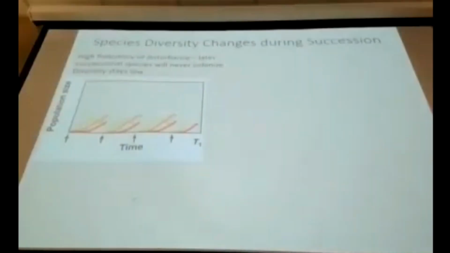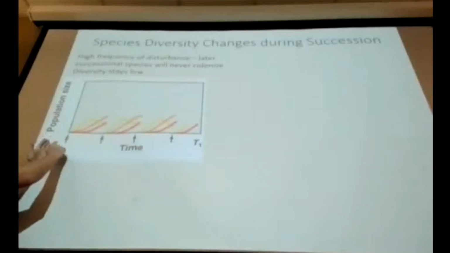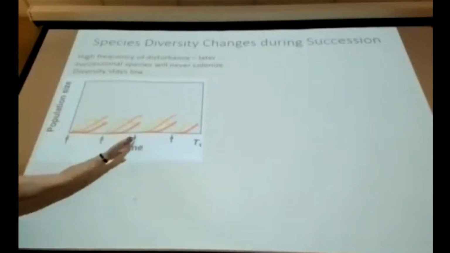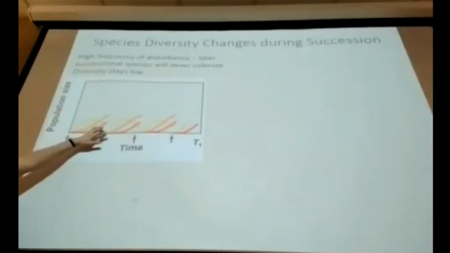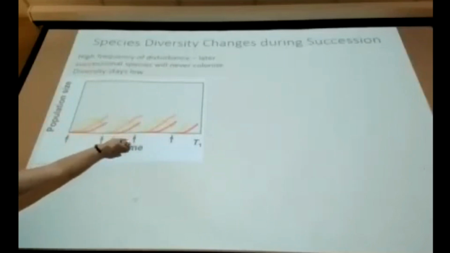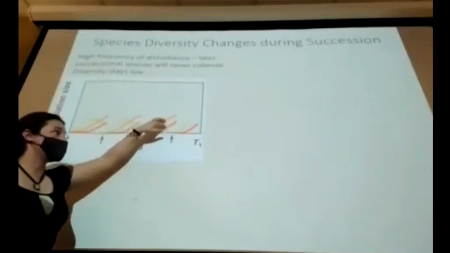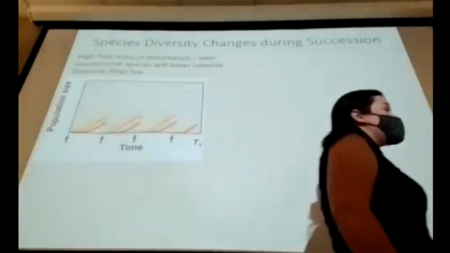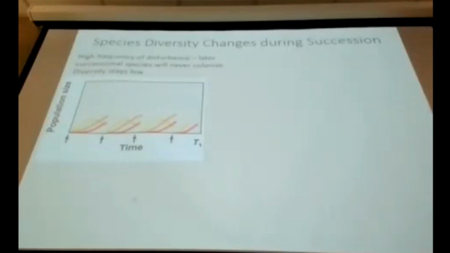The frequency of disturbance can change the diversity of a community. Okay, so what we can see here is, of course, time on the x-axis, population size of 3 different species. At each disturbance, we see that these 3 species are able to colonize. Another disturbance, they have to recolonize. Another disturbance, they have to recolonize. Okay, so if there is frequent enough disturbance, diversity never really gets very high.